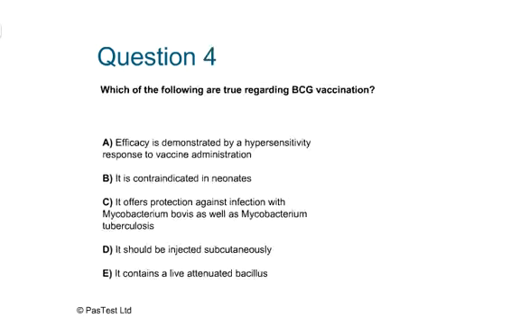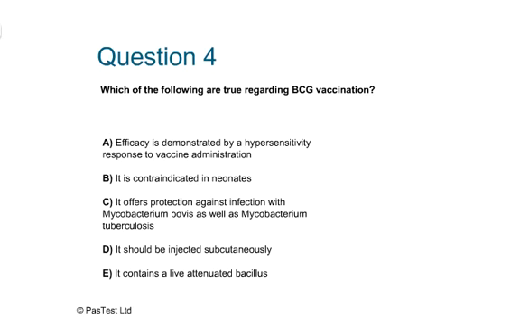Question 4. Which of the following are true regarding BCG vaccination? A. Efficacy is demonstrated by a hypersensitivity response to vaccine administration. B. It is contraindicated in neonates. C. It offers protection against infection with Mycobacterium bovis as well as Mycobacterium tuberculosis. D. It should be injected subcutaneously. E. It contains a live attenuated virus.